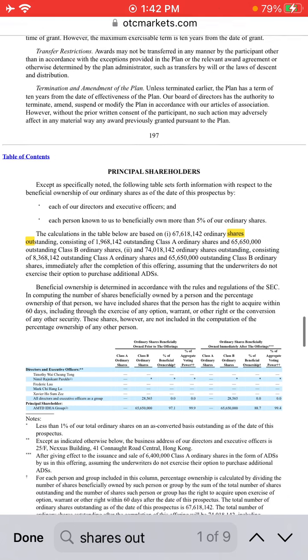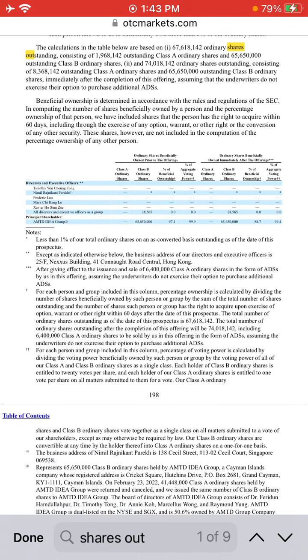And so sometimes it can be a little tricky here, because this is also one where the ordinary shares outstanding is 67 million, but it also lists the Class A ordinary shares and Class B ordinary shares. So the Class A is under 2 million shares outstanding.